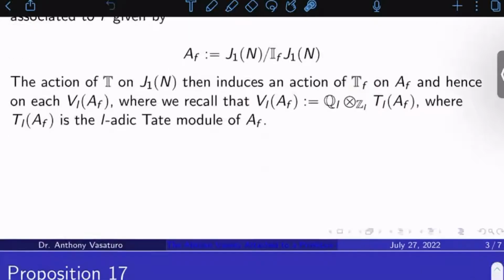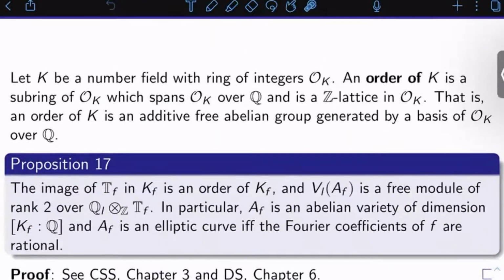Okay, so big proposition incoming here, but first a definition. Let K be a number field with ring of integers O_K. An order of K is a subring of O_K that spans O_K over Q and is a Z-lattice in O_K. Another way of saying that is it's an additive free abelian group that's generated by a basis of O_K over Q. Okay, so take a minute to digest that.